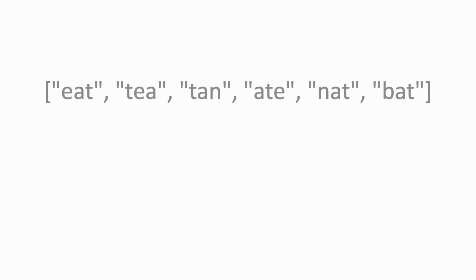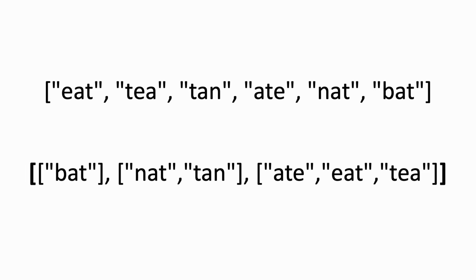So let's say the input array consists of the strings eat, tea, tan, ate, gnat, and bat. Then the answer we'd have to return would be a 2D array where each inner array groups the anagrams together. So gnat and tan are grouped together because they are anagrams of each other. And the same is true for ate, eat, and tea. And bat is by itself over here because none of the other words are an anagram of bat.